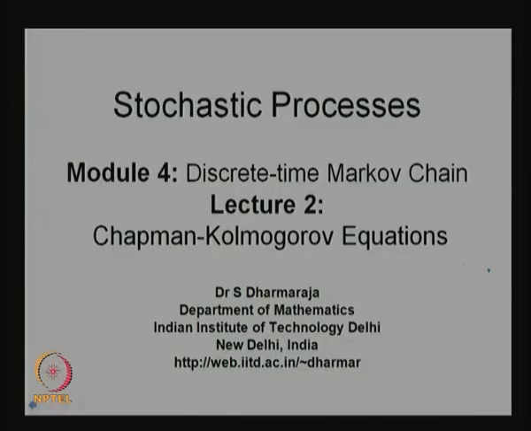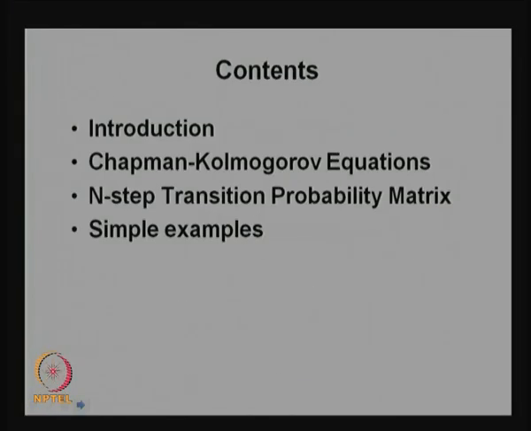Good morning. This is the stochastic process model for discrete time Markov chain, and this is lecture 2. In this lecture we are going to discuss the Chapman-Kolmogorov equations. Then we are going to discuss the n step transition probability matrix, and we are going to discuss a few more examples in this lecture.